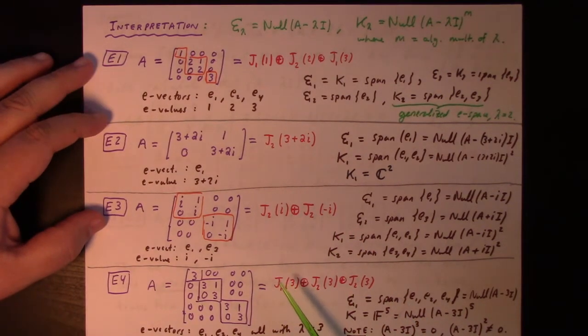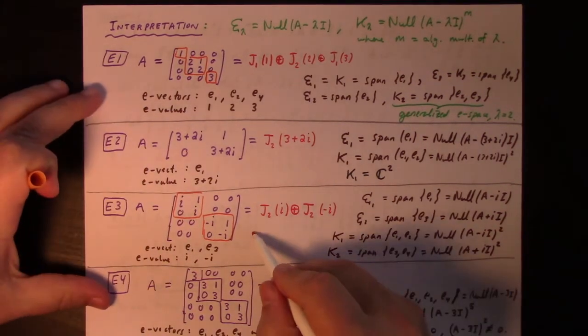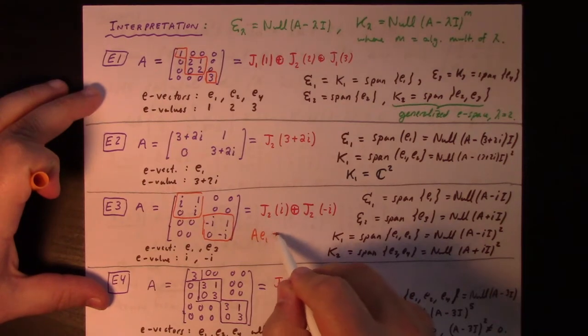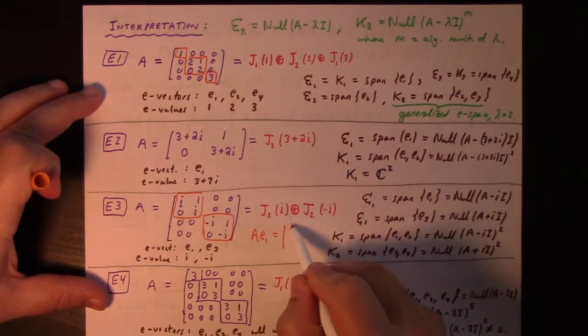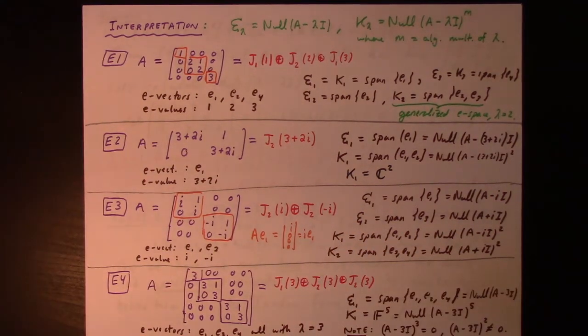All right. So again, each block gives you one eigenvector. So e1 is an eigenvector with eigenvalue i. e3 is an eigenvector with eigenvalue minus i. If you don't believe me, just try it out. If you multiply A times e1, you'll get (i, 0, 0, 0), which is i e1. So it's an eigenvector with eigenvalue i. All right.